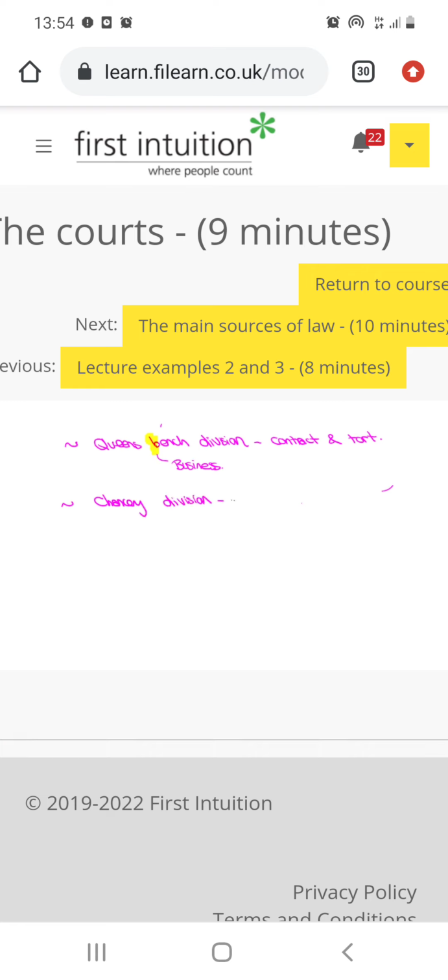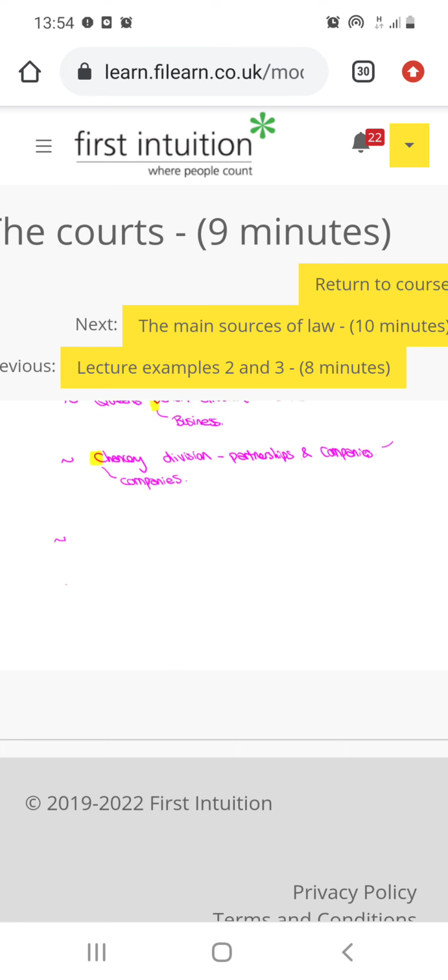And this one is all about dealing with partnerships, disagreements with partnerships, and companies as well. And we can remember this one with the C, Chancery Division for companies. And the third one is the Family Division. Nice and easy to remember. Family, all to do with families, divorce, etc.